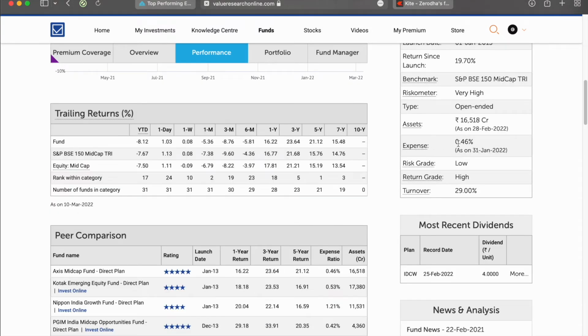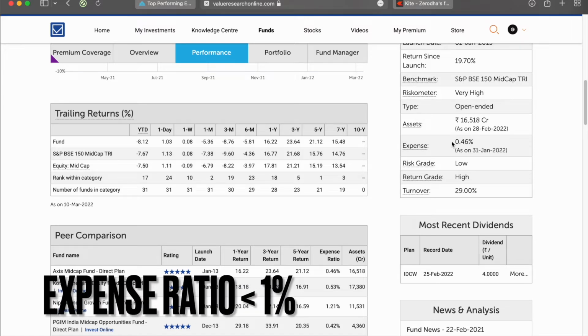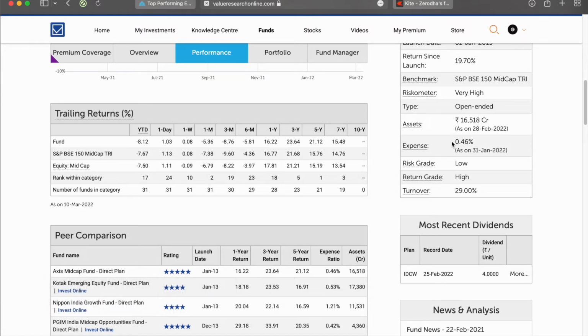The first thing that we need to take into account is expense ratio. Expense ratio is the percentage that is charged by the asset management company where you are investing your funds to manage your funds. These guys are working for you, so they'll be charging some money. Of course, that's the case. So the lower the expense ratio, the better.